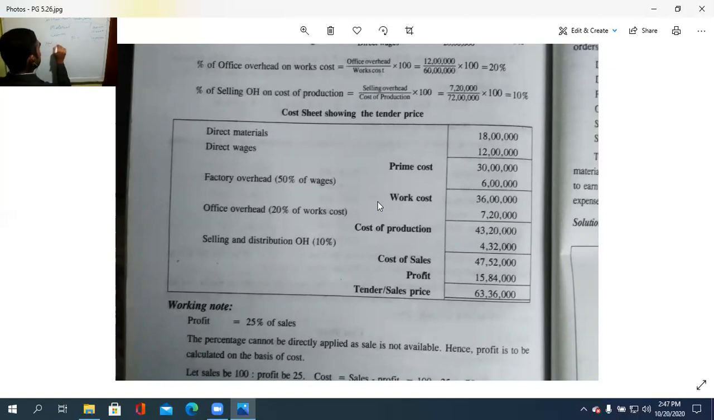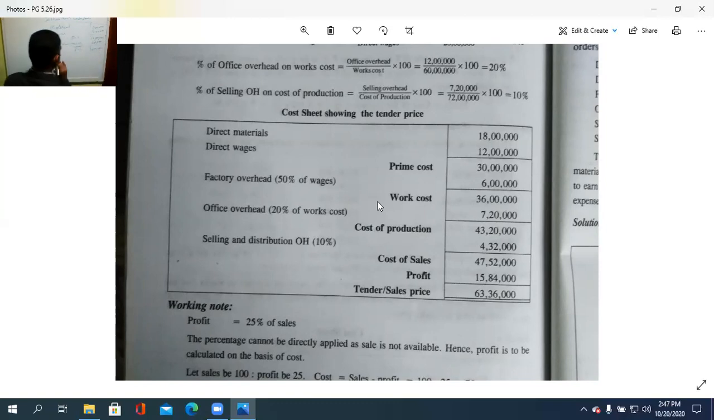Add factory overheads, what is it? 50% on which one? Labor. 50% of labor. 12 lakh, so half of it is 6 lakh. So 36 lakh is what?